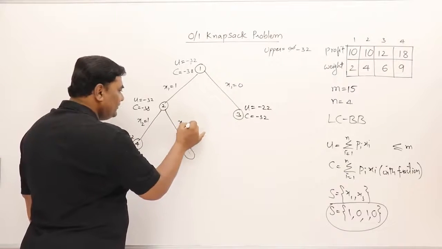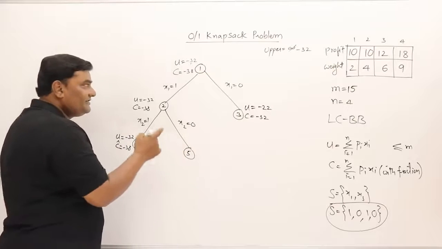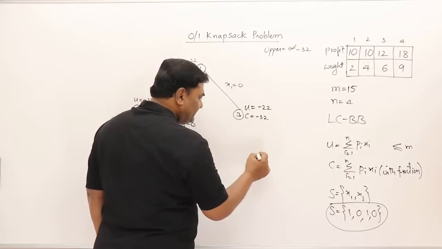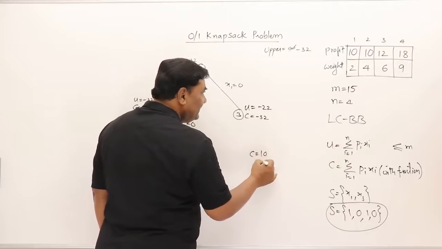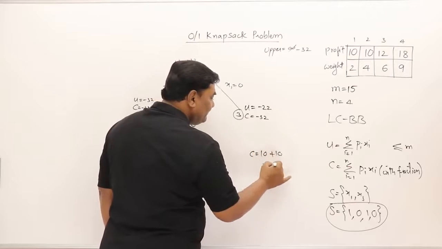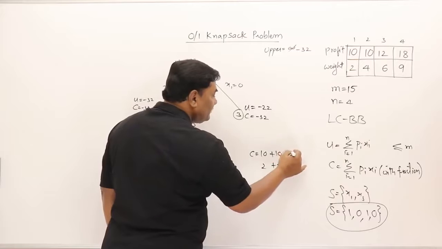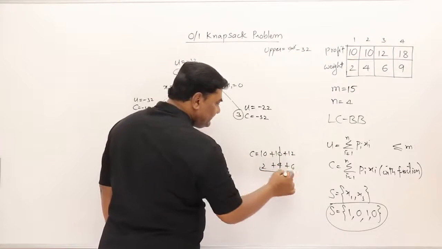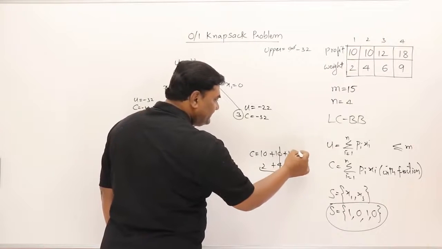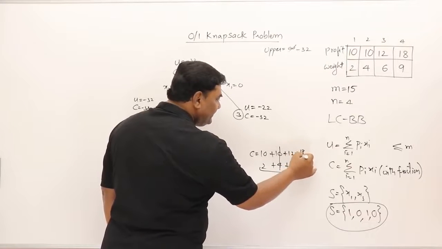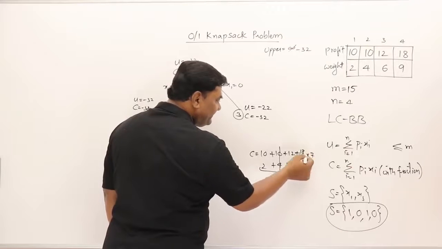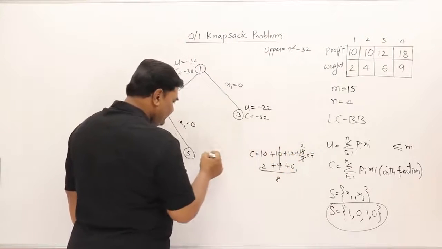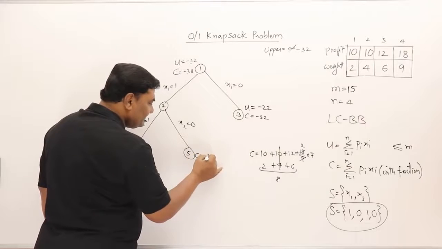Second object not included in the bag. So if the second object is not included in the bag, let me calculate the cost and upper bound. Cost is 10, 20, 12.6. This object is not included. So this is how much? 8. Still how much remaining? 18 by 2, 7 kgs I will take. So this is 2. This is 14, 26 and 36. So the cost is minus 36.